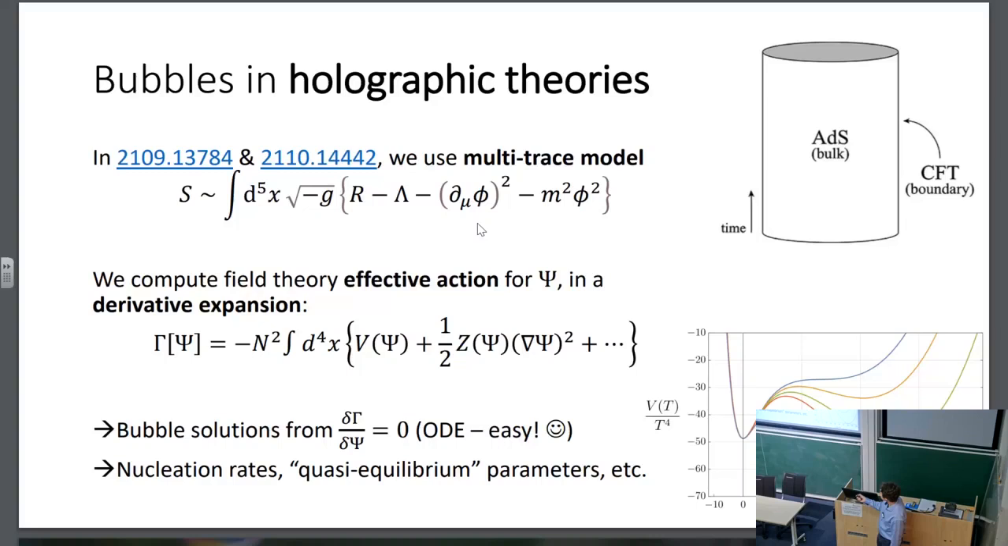So you can instead compute this nice effective action, in a derivative expansion, just by solving homogeneous equations. So you compute this V here, the effective potential, and this kinetic term through homogeneous solutions and fluctuations around them. And then you can get bubble solutions, everything is ODEs, it's easy peasy, and you can get all the nucleation rates and stuff that you want for these gravitational wave computations, for example. Okay, so that's all I was going to say about that.